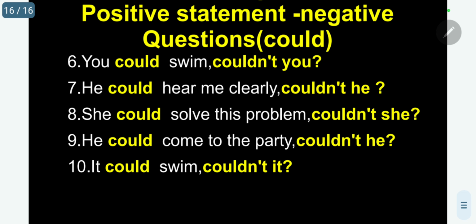My dear students, for the next class, I will take the other way. What is the other way? The statement will be negative and the question will be positive. I will discuss both for primary auxiliary verbs as well as secondary auxiliary verbs.